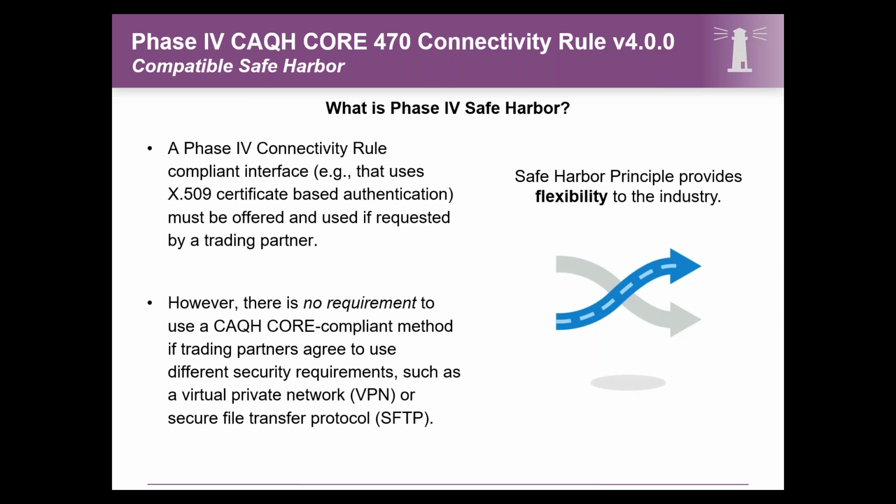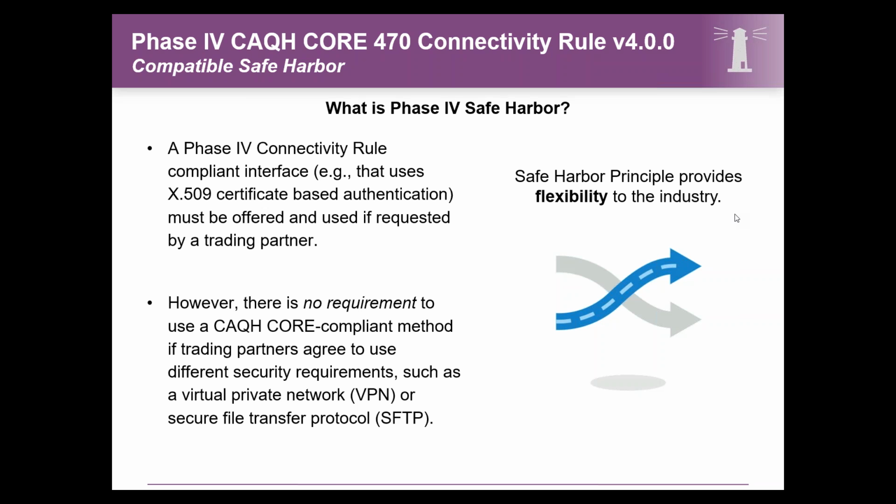And those specific requirements you'll find detailed in the rules, but there's no requirement to use the CORE compliant method if trading partners agree to use a different requirement. So the requirement is you must support this at a minimum, but if you already have connections established between a large hospital system and you as a health plan, and it's a VPN, it's a system that you've had in place for several years now, there's no need to disconnect or dismantle that and migrate everything over to the safe harbor connectivity requirements, because the safe harbor allows you to maintain that connection you already have in place. Again, the safe harbor is to allow really flexibility within the industry.